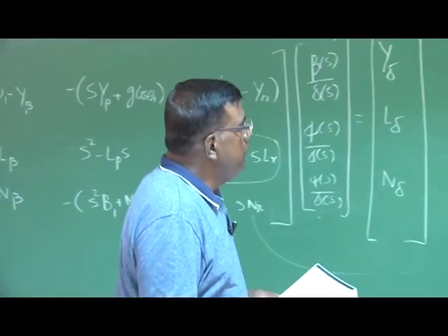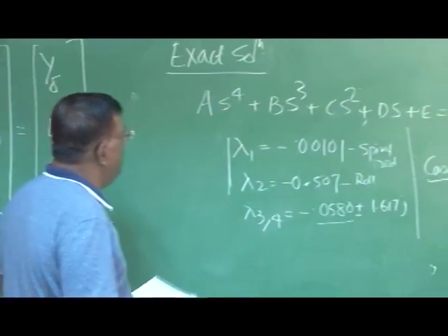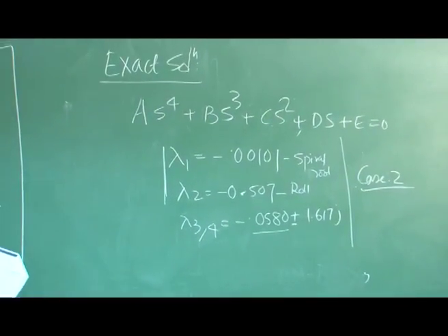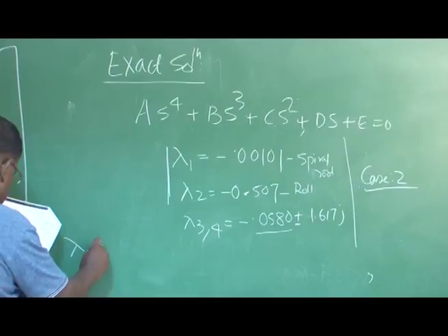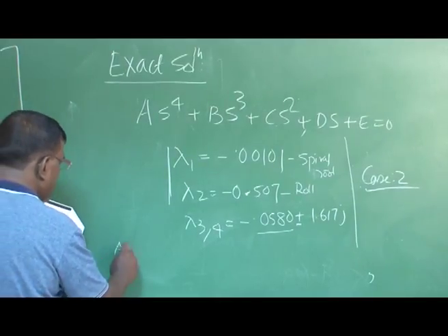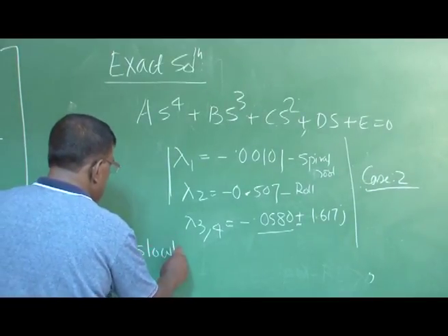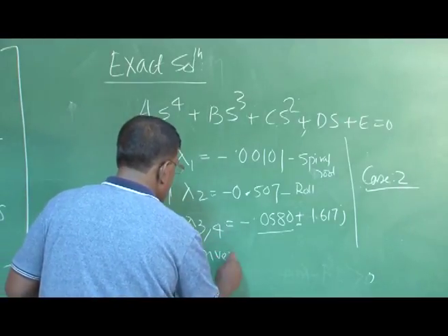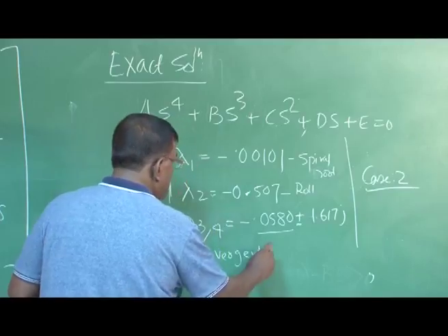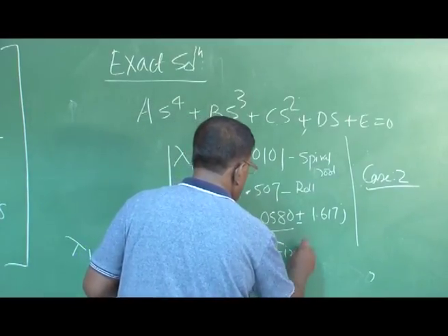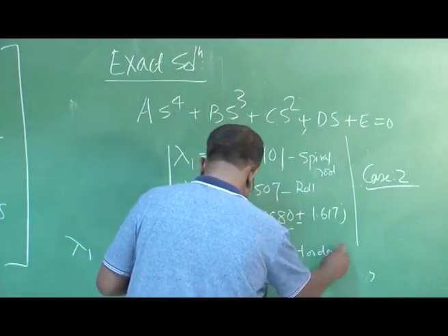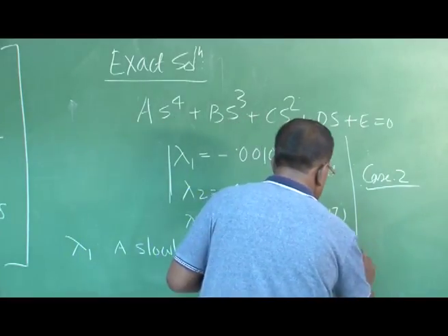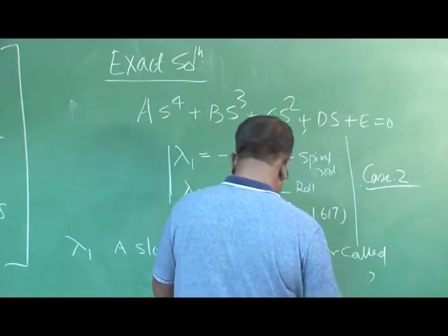Now we try to get more insight about lambda 1, lambda 2 and lambda 3, 4. You could see lambda 1, I can clearly write, is a slowly convergent first order mode called spiral mode.